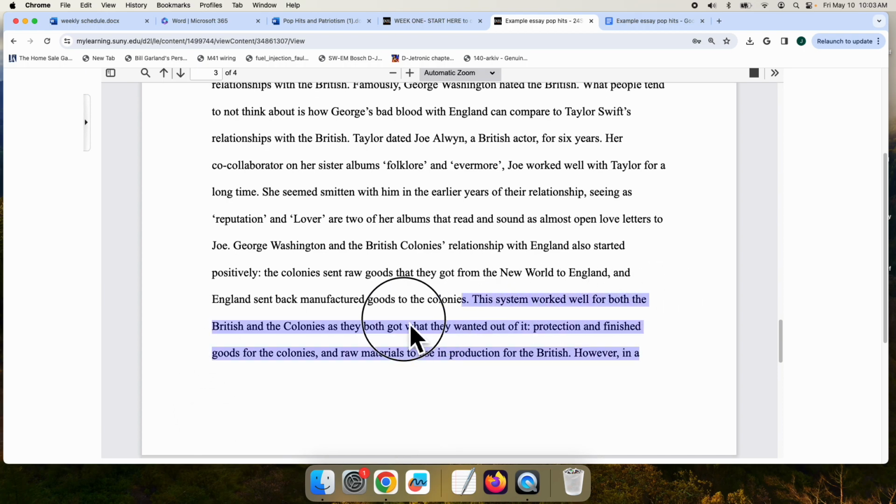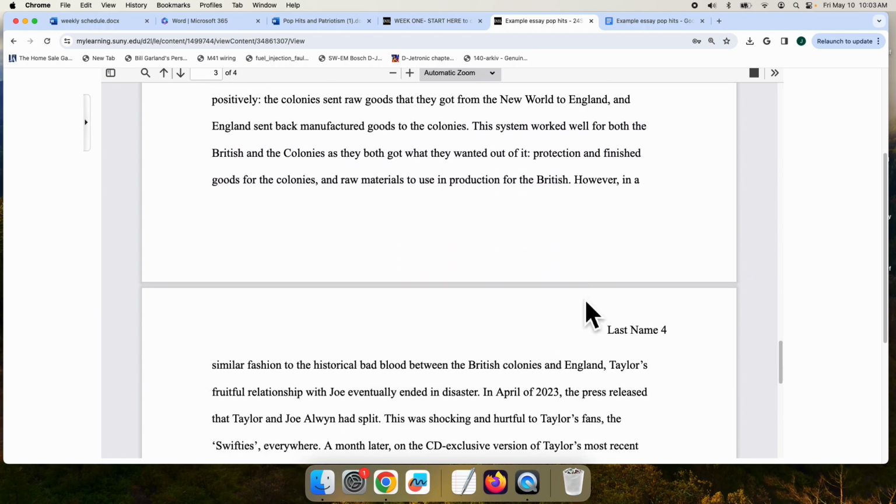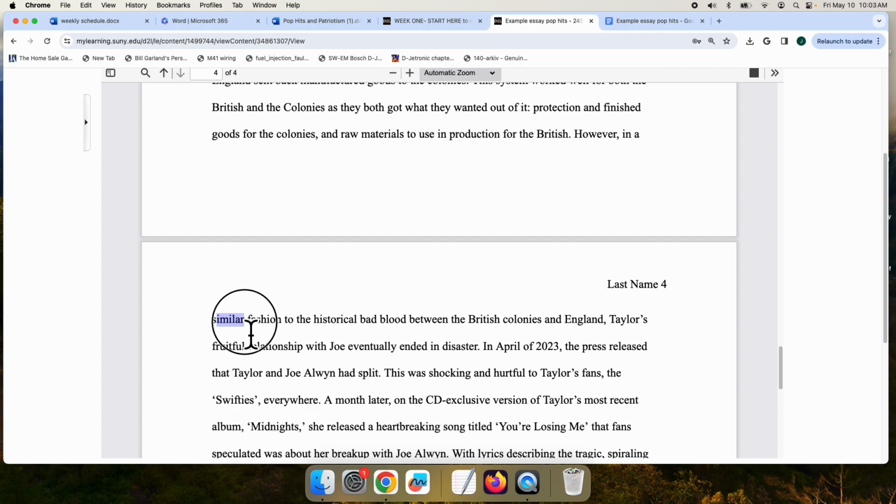The system worked well for both the British and the colonies, as they both got what they wanted out of it. Protection and finished goods for the colonies and raw materials to use in production for the British. However, in a similar fashion to the historical bad blood between the British colonies and England, Taylor's fruitful relationship with Joe eventually ended in disaster.